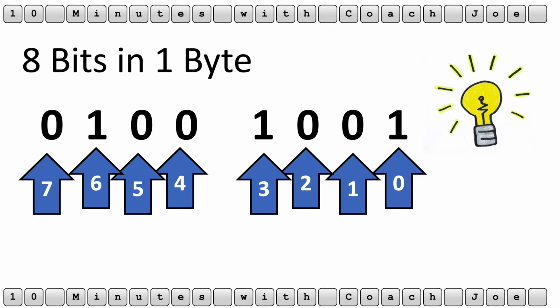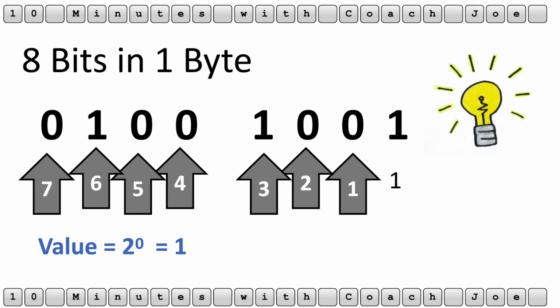Consider these positions as 0 to 7. The values of the positions is calculated by 2 to the power of the position. Here we calculate 2 to the power of 0, which is equal to 1. If this bit is on or set to 1, this value is 1. In position 1, the value is calculated by 2 to the power of 1, or 2. If this bit is on or set to 1, the value is 2.